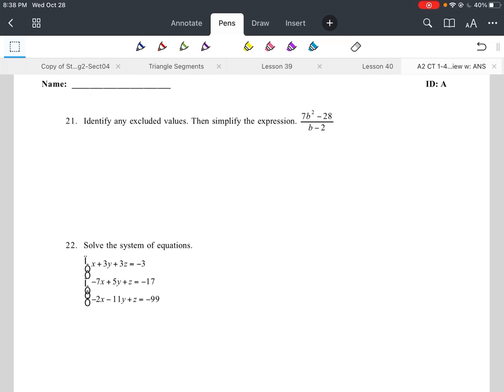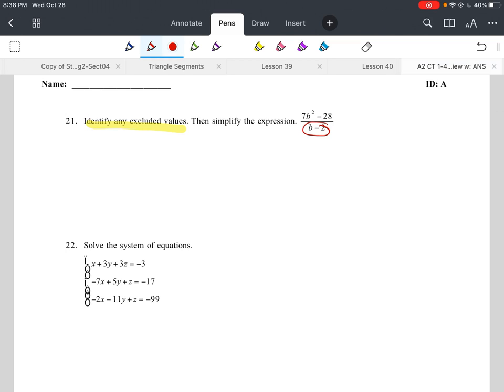All right, let's continue this part A. Here we go with number 21. All right, we're identifying any excluded values here. That's important. And then simplify the expression. So real quickly, factoring things is good. Excluded values involves setting the denominator equal to 0.